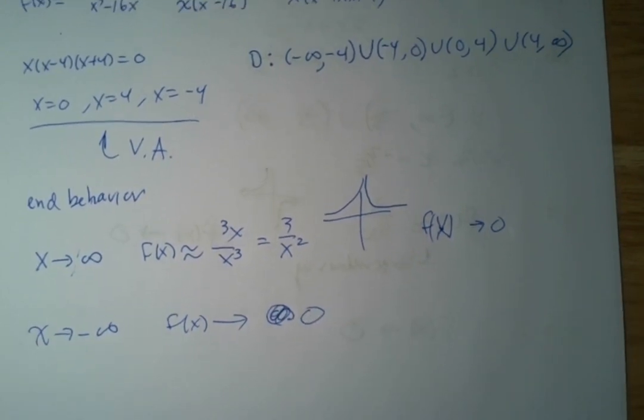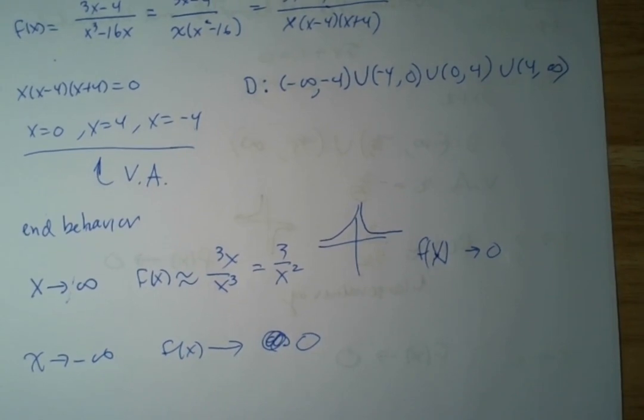And that's how you find the domain, the vertical asymptotes, and the horizontal asymptotes.